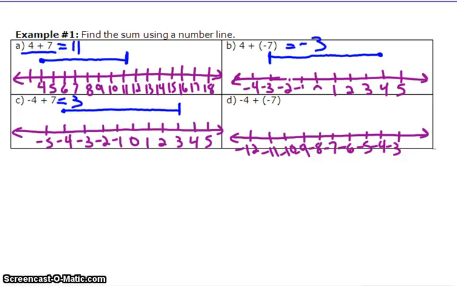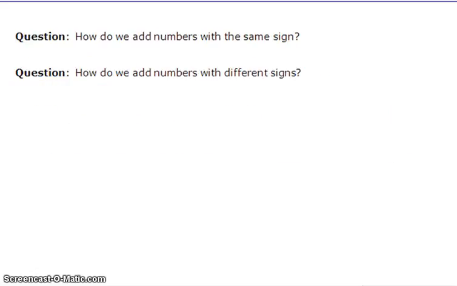Here, negative 4 plus negative 7. I'm starting at negative 4, and I'm going to the left 7 spaces because it is negative. 1, 2, 3, 4, 5, 6, 7. I'm at negative 11. Now, we won't always use a number line to add and subtract. So we need to know our addition rules with signs, whether it's positive or negative.